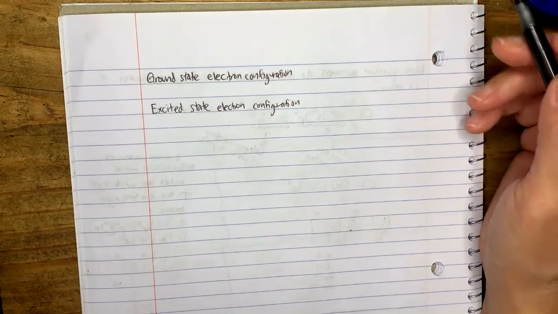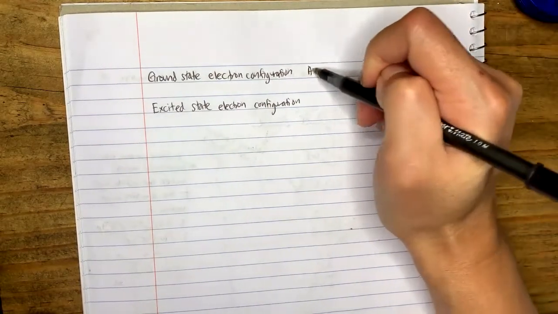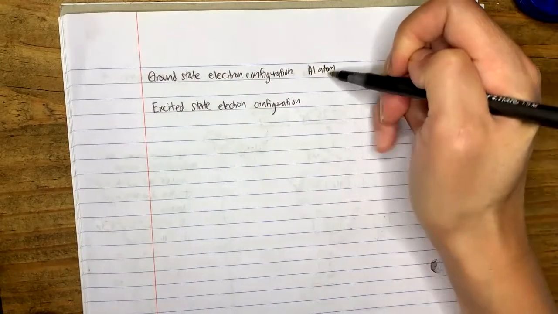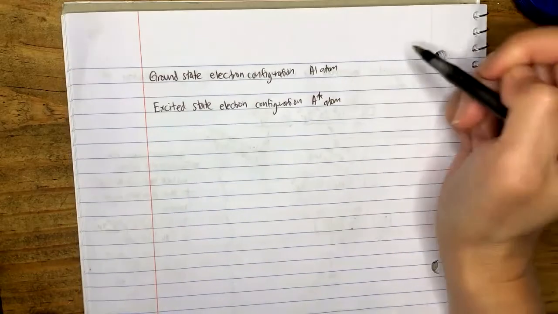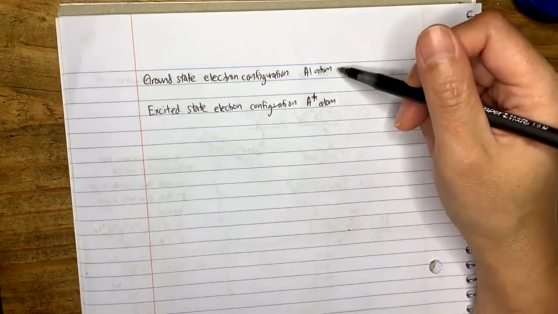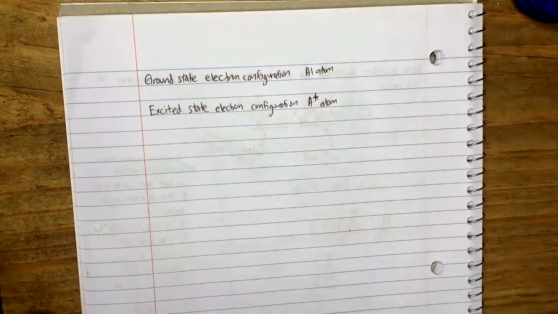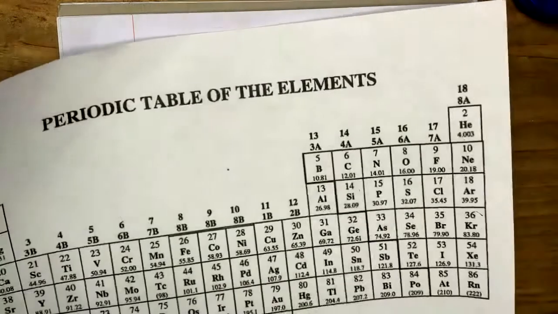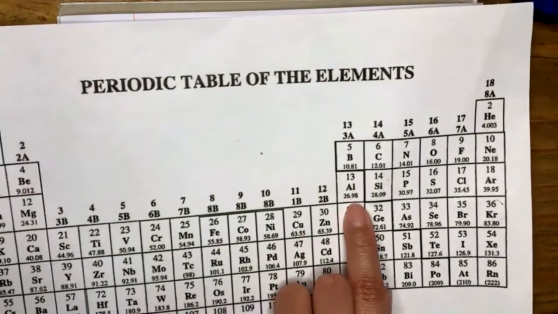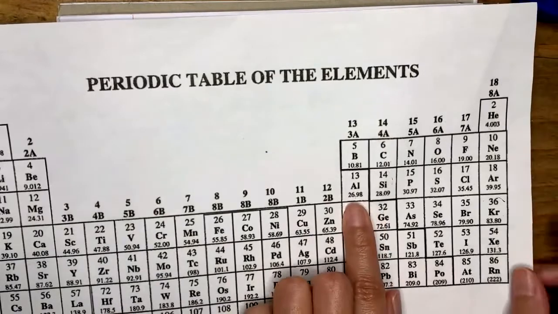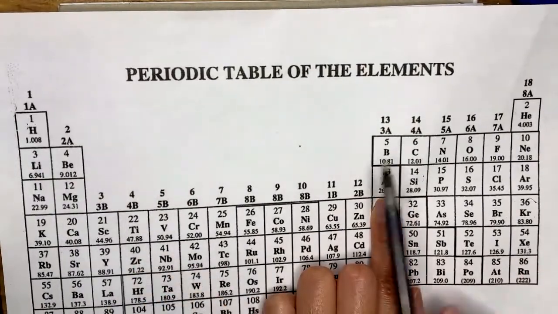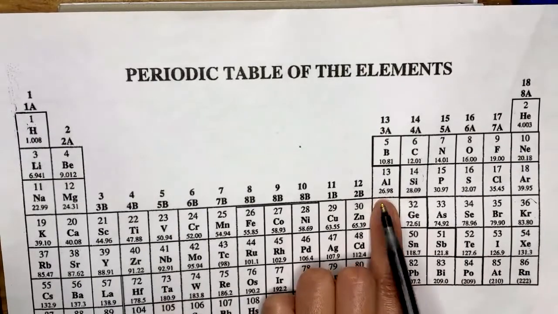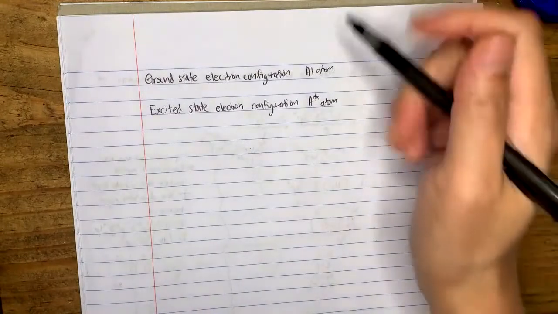So an example is we want to go ahead and do Al atom, and then we'll do Al star atom. Star means excited. So aluminum, looking on a periodic table in case we don't remember, is right here, number 13. So it's 1s2, 2s2, 2p6, 3s2, and then 3p1. So it would look like this.